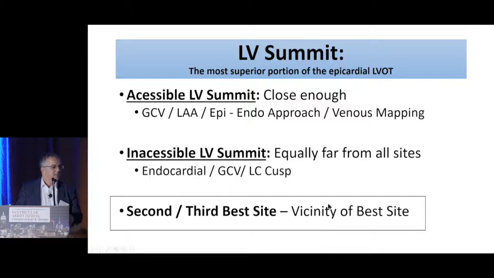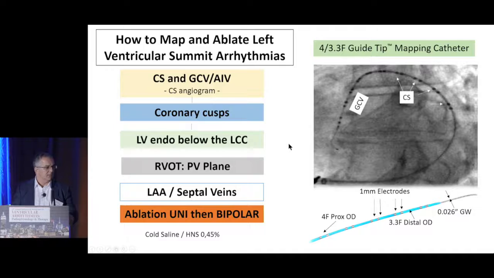That's why this is a situation where we should consider not only ablating from your best site, but also from your second and even your third best site, because this is the only way for you to surround, let's put it this way, the inaccessible LV summit.